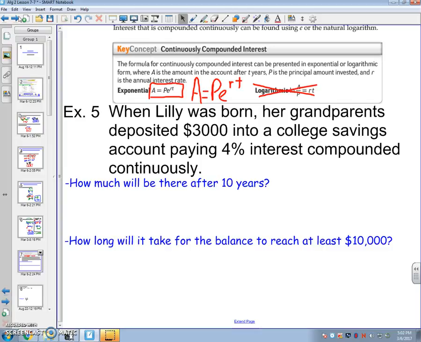So example 5. When Lily was born, her grandparents put away $3,000 in a savings account. That account paid 4% interest, compounding continuously. So how much is there after 10 years? This is just plugging straight into the formula. A equals P e to the rt. We're trying to figure out how much A is after 10 years. P, the initial amount, was 3,000. r is 4%, which as a decimal is 0.04, times t. t is 10. I'll put it in my calculator.